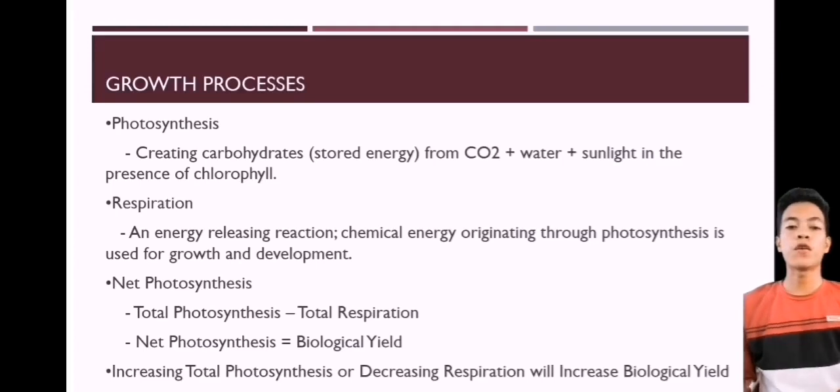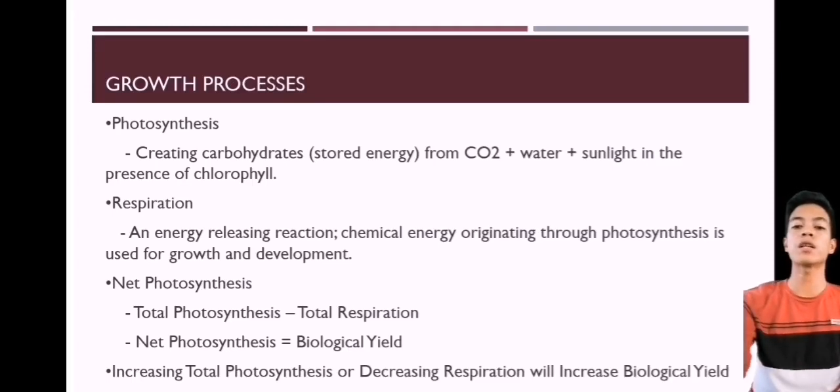Growth processes. Photosynthesis, creating carbohydrates from CO2 plus water plus sunlight in the presence of chlorophyll. Respiration, an energy-releasing reaction. Chemical energy originating through photosynthesis is used for growth and development. Net photosynthesis is the total photosynthesis minus the total respiration. Net photosynthesis equals biological yield. Increasing total photosynthesis or decreasing respiration will increase biological yield.